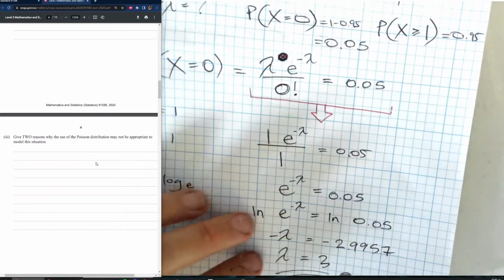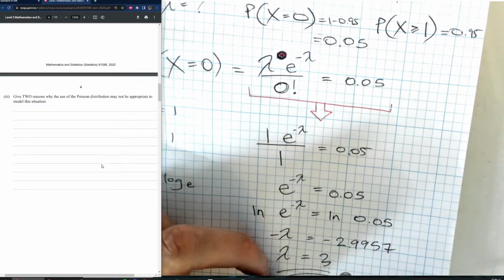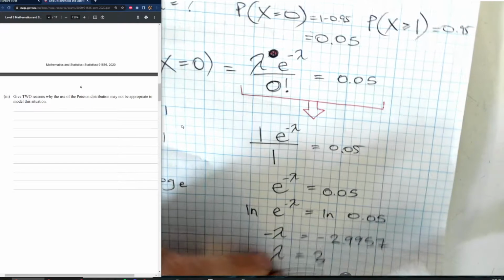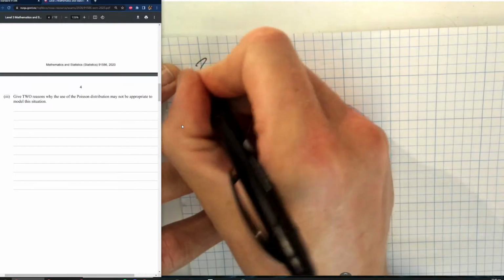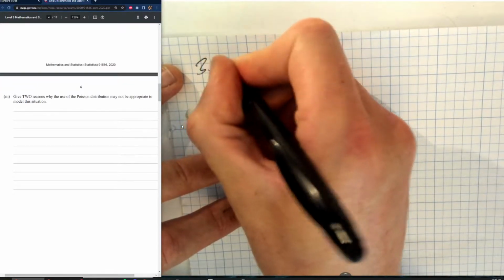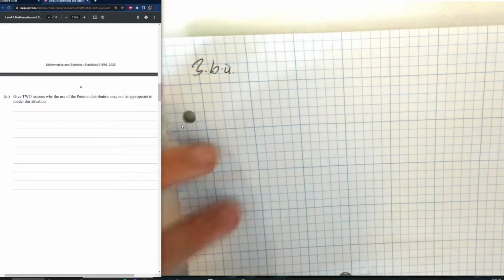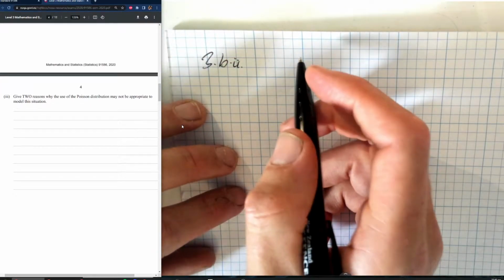Give 2 reasons why the use of the Poisson distribution may not be appropriate. Oh, they're giving us another shot at excellence here. Maybe this is more of a merit question. Okay, so with these ones here, so this is 3B2, I think so. Okay, 2 reasons why Poisson may not be appropriate.